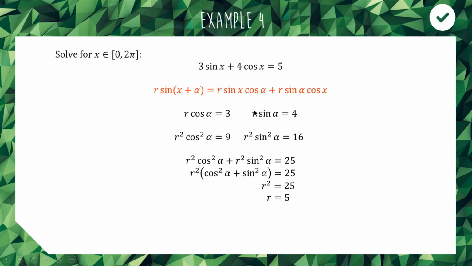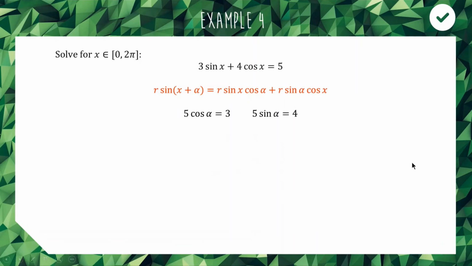You can sub in and solve for alpha, or the easier option is just divide the two equations. So if we divide these two, we get 5 sine alpha divided by 5 cos alpha. And of course, sine alpha divided by cos alpha is tan alpha. All right, so now we can solve this equation by just taking inverse tan of 4 on 3, which again is not a very nice exact answer, but it's an answer nonetheless. It's about 0.93 radians.